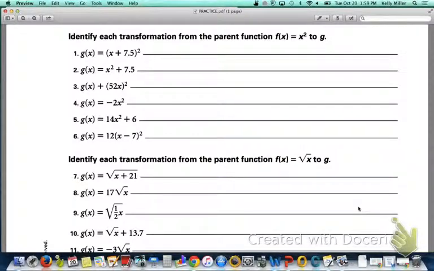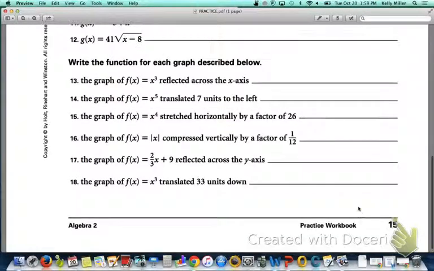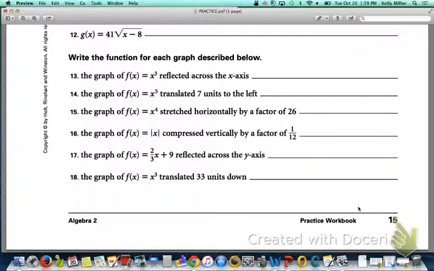Number 11, we've got 2 things happening. Reflect over x and vertical stretch. Good. Number 12, what do we have going on? Vertical stretch and right. That's going to make us go right 8 units.